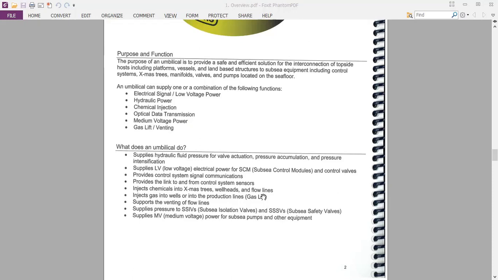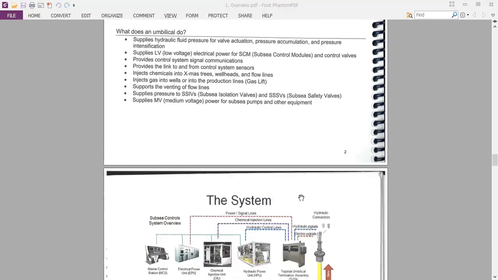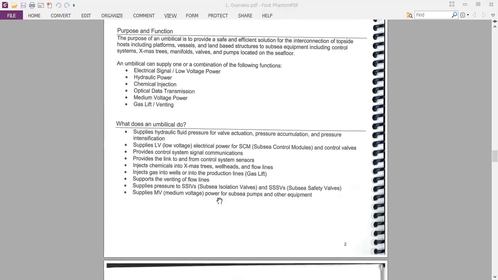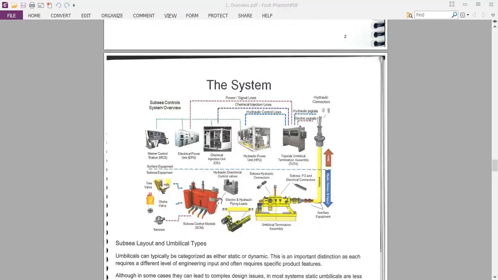Also, when you want to do venting operations, when you want to vent flow line, you use your umbilical. When you want to supply pressure to the subsea isolation valve and subsea safety valve, you use the umbilical. When we want to carry medium voltage power for pumps and other equipment, we use our umbilical. So you can see plenty uses of the umbilical. So if I tell you to give me 5 uses, I expect you to be able to answer with ease, without challenge.